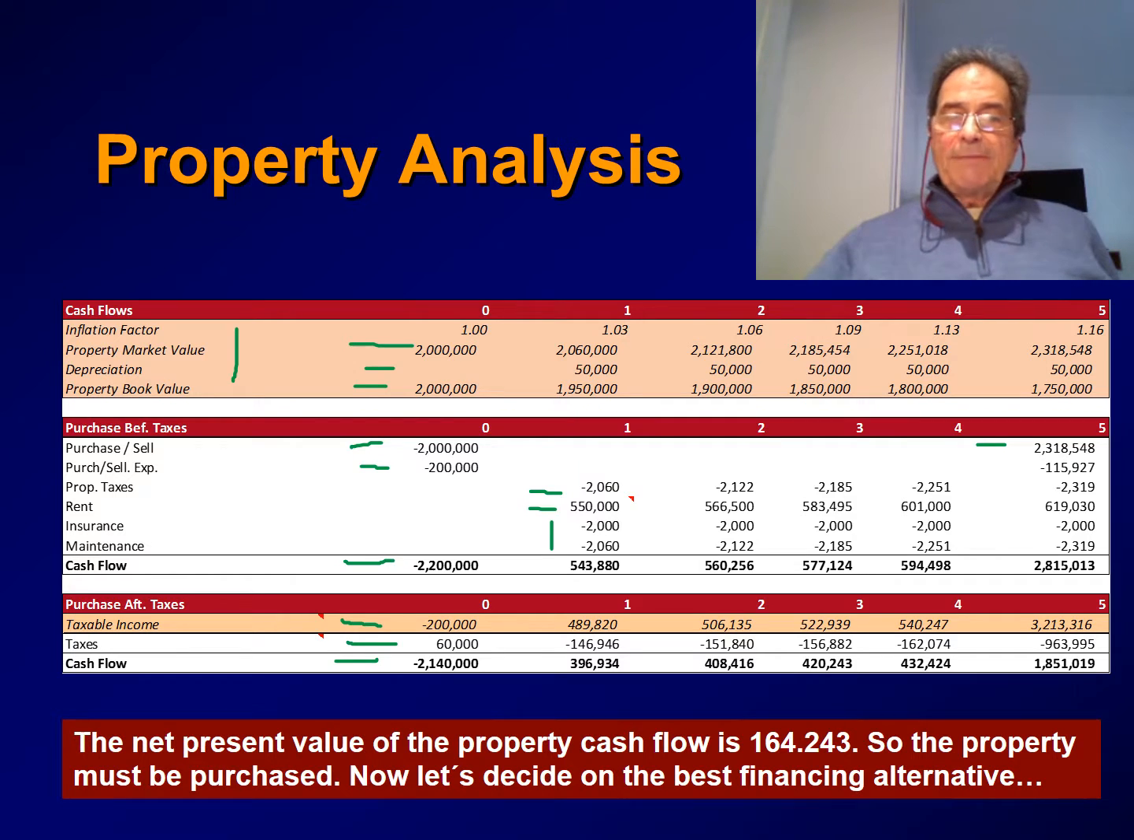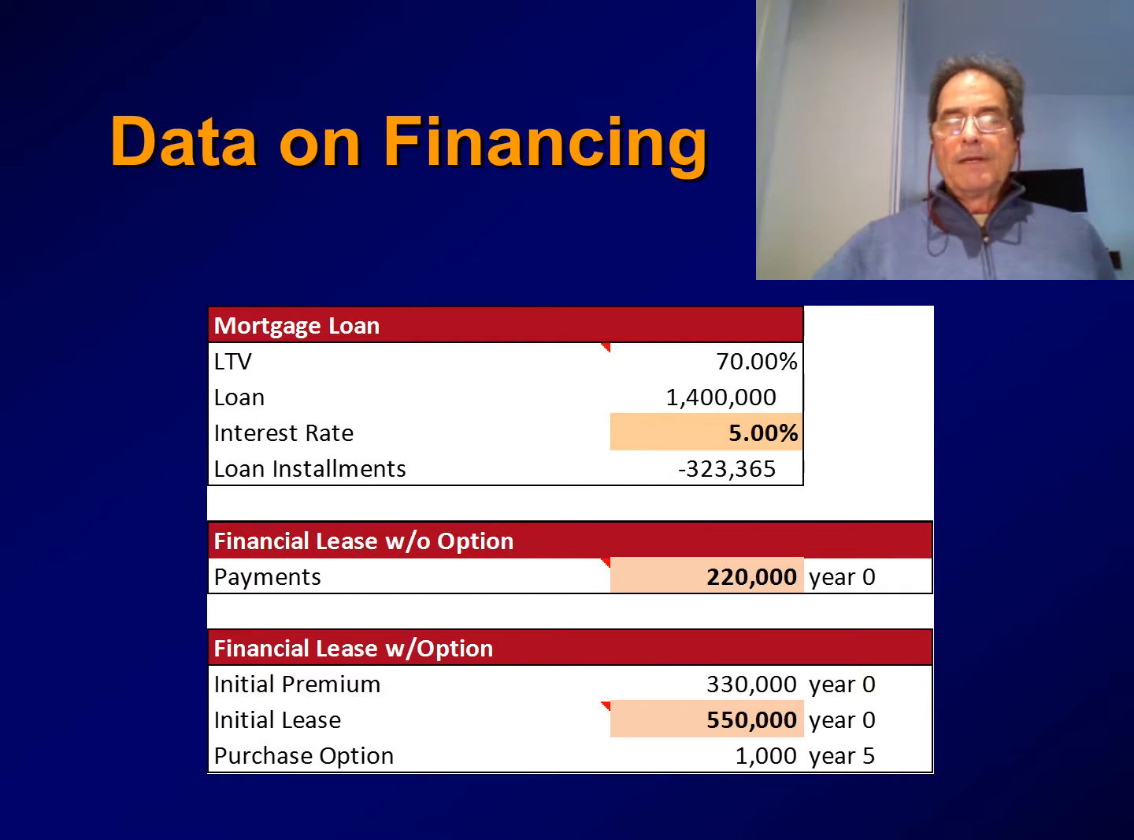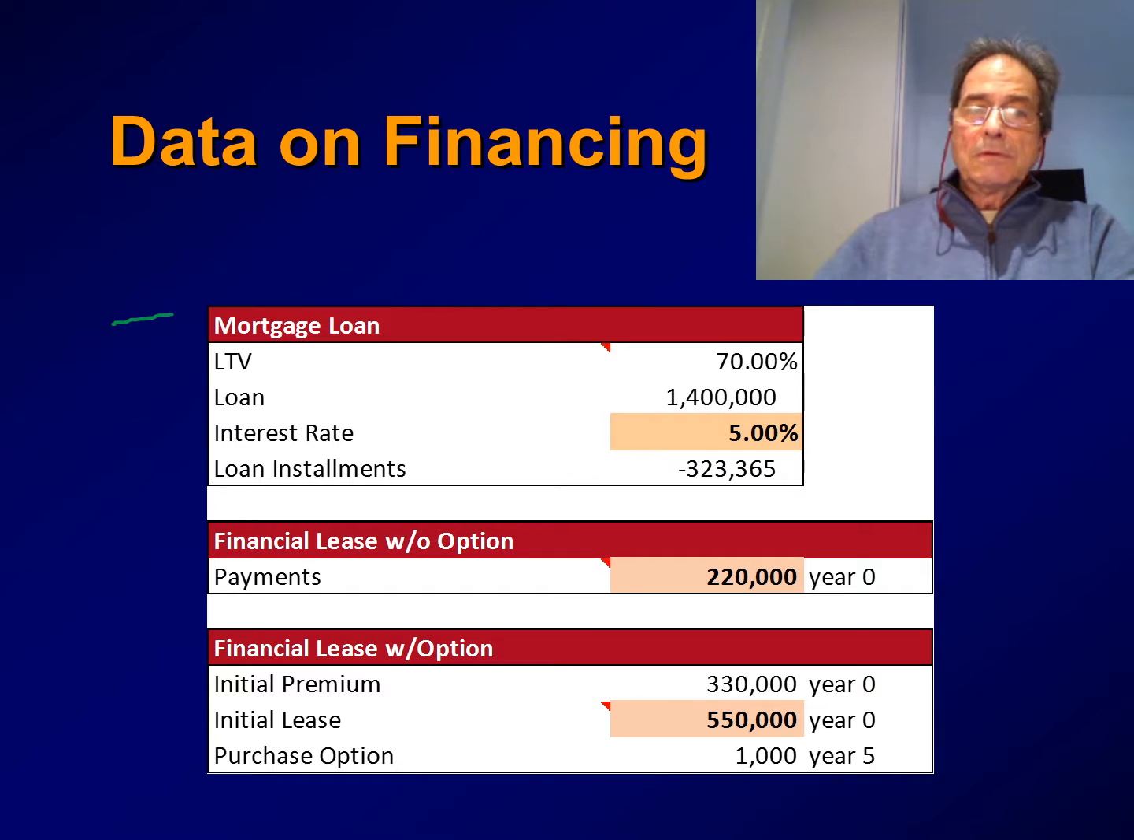So we calculate the net present value of this cash flow, and we obtain 164,243. Being a positive net present value, the property must be purchased. Once we decide to purchase the property, the next step is how we are going to finance it. And we have these three alternatives that we mentioned before.